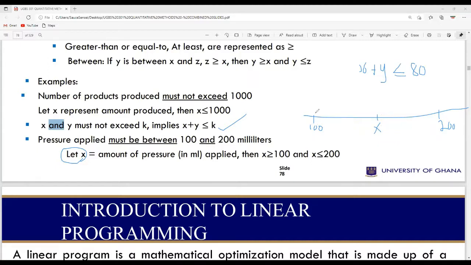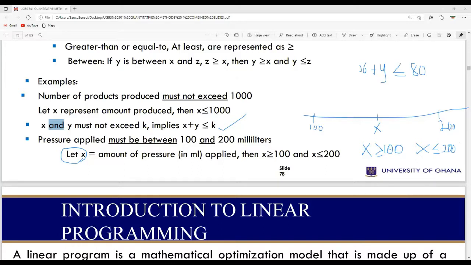So it means the X will be greater than or equal to 100, because the X comes after 100. So if X comes after 100, it means X is greater than or equal to 100. It's either equal to 100 or greater than 100, because it was after 100 that we found X. When it comes to 200, the X, of which you don't know, will be less than or equal to 200, because the X comes before the 200.